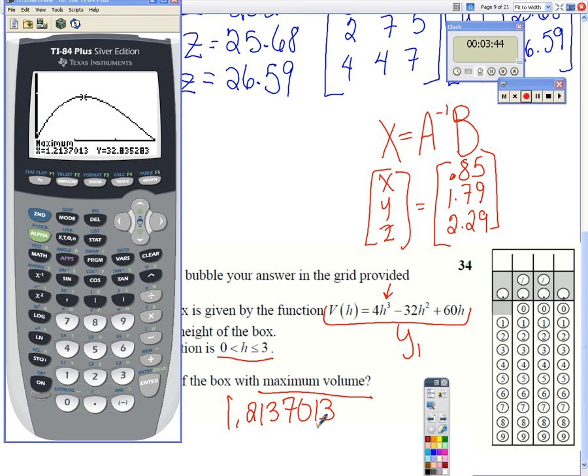And we get 1.213713. Now because it's a grid-in, I can only use as much as will fit. So 1.21. So I'm going to bubble 1.21, and that's my answer.